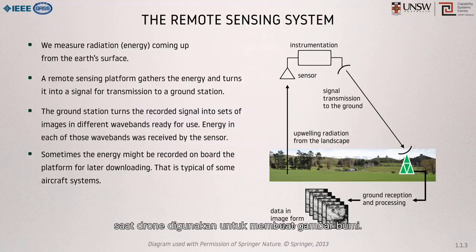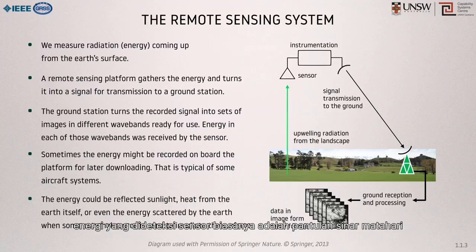That is often the case for aircraft remote sensing or when drones are used to form images of the Earth. The energy that the sensor detects is most often just sunlight reflected from the Earth's surface, just like we see the landscape from the window of an aeroplane. Alternatively, though, it could be the natural heat energy emanating from the Earth, or it could even be energy scattered from the surface as a result of some form of artificial illumination. A typical example of that would be scattered radio waves in the case of radar imaging, which we will say a little more about later.